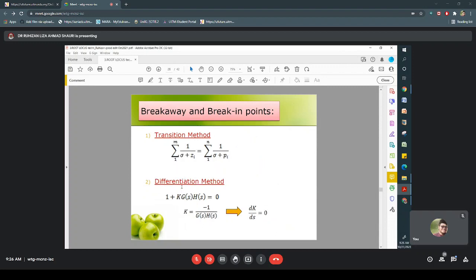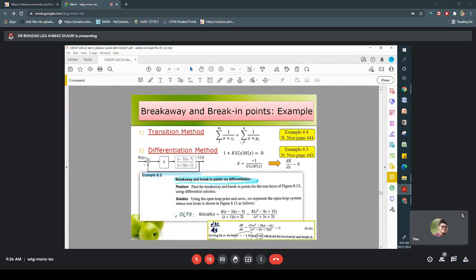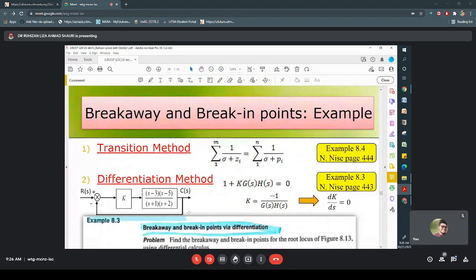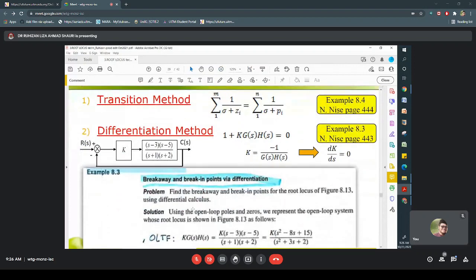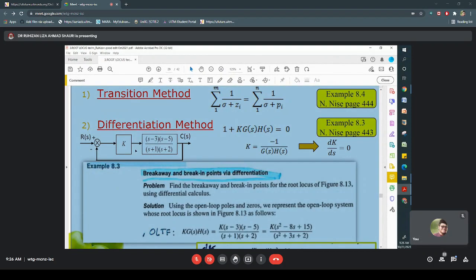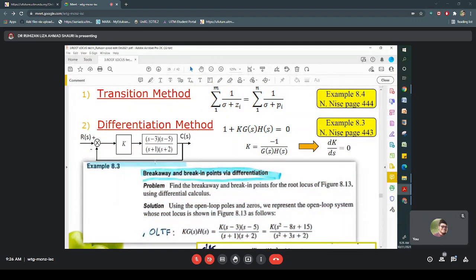Now let's look at one example. Let me make it bigger. Look here, example 8.3. You are given a system with the open loop transfer function as that. This actually comes from this block diagram. Can you see this block diagram? Yes, madam.